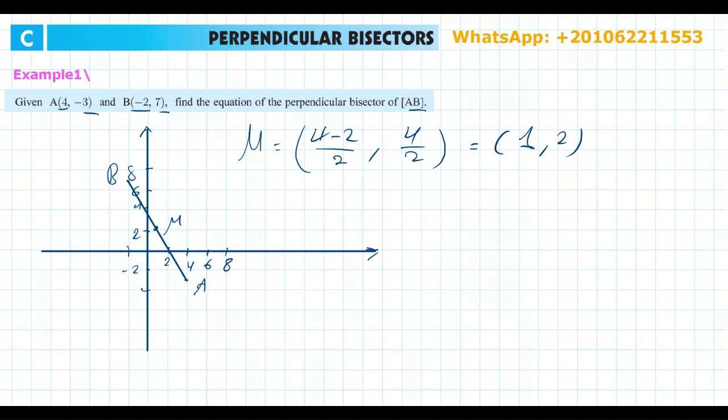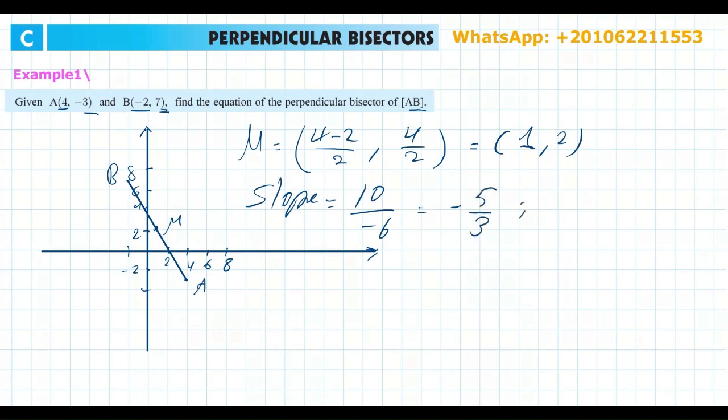Then we need to find the equation of the perpendicular bisector. You don't need to graph the line. You can directly find the gradient of the line segment AB. The slope equals the difference in y, which is 7 minus -3, which is 7 plus 3, which is 10, over -2 minus 4, which is -6. Then the slope becomes -5 over 3. This is the slope of the line segment.